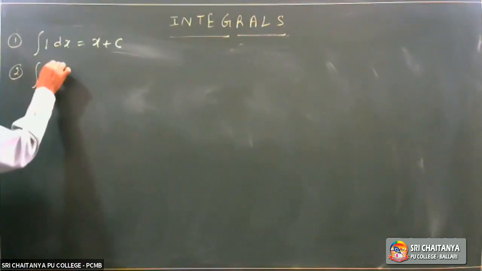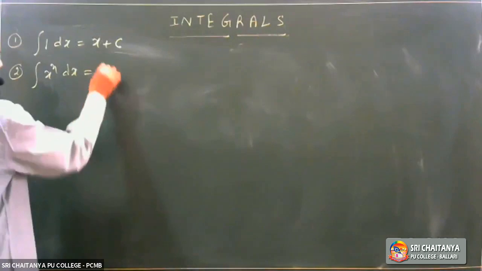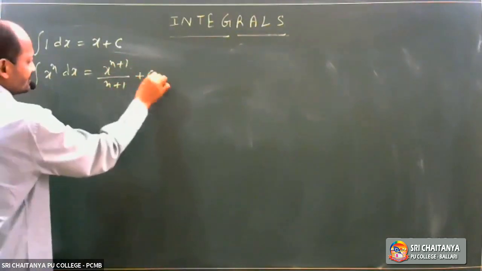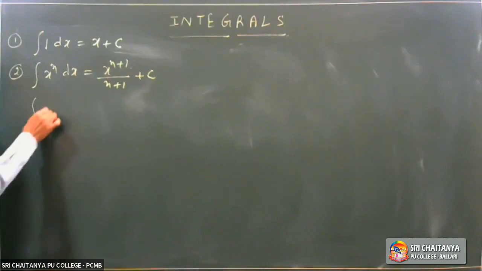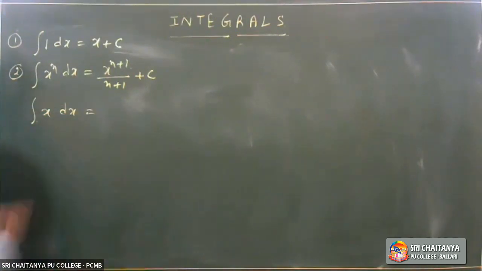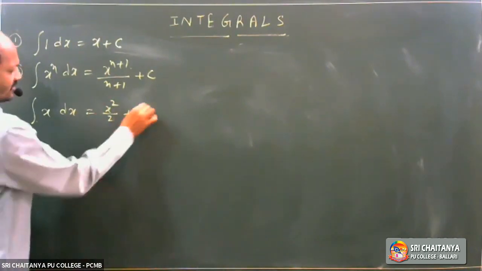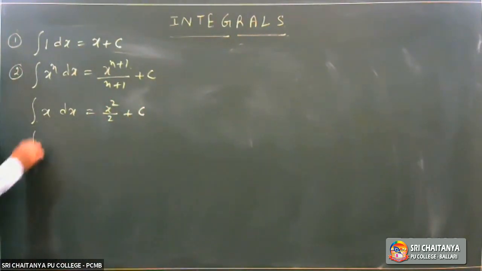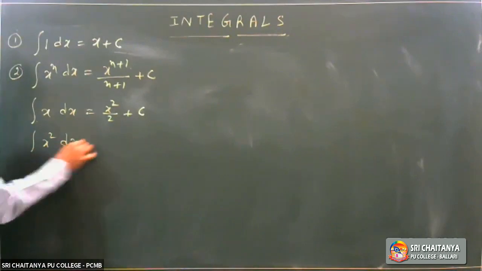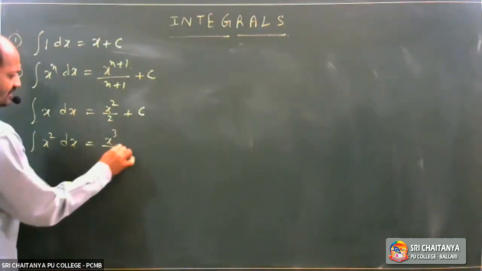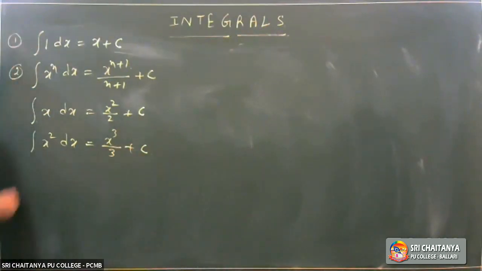Integral of x power n is x power n plus 1 divided by n plus 1, plus c. For example, integral of x power 1 is clearly x square by 2 plus c. What about the integral of x square? It is x cube by 3 plus c.